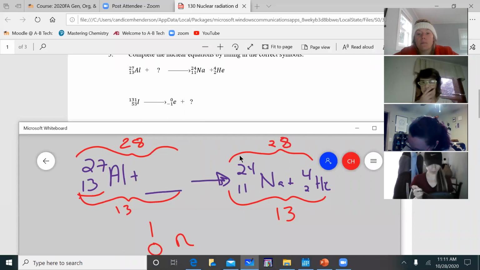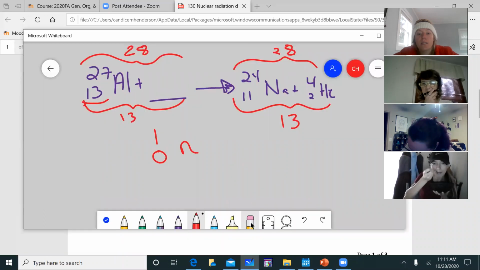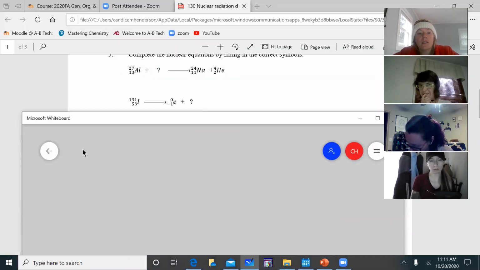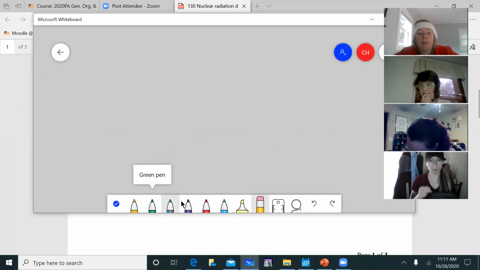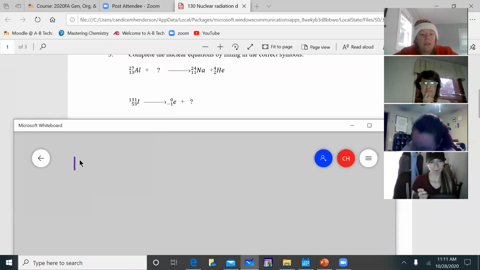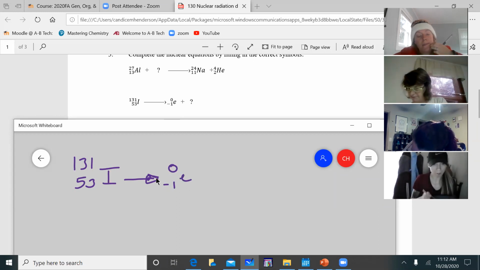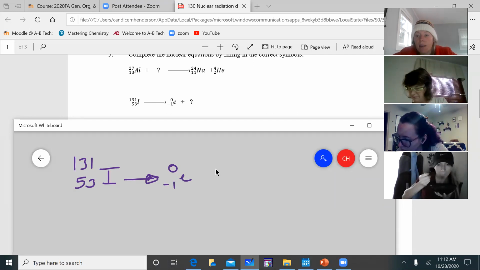We've got iodine 131. Let me clear this out. Let me get my pen back. We've got iodine 131. And what is this thing doing? It's going through a beta emission, right? So this is a beta particle, which is just a high-speed electron. And we want to figure out what it ends up decaying into.